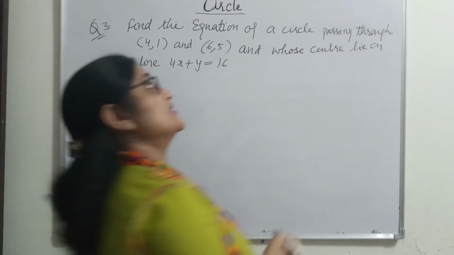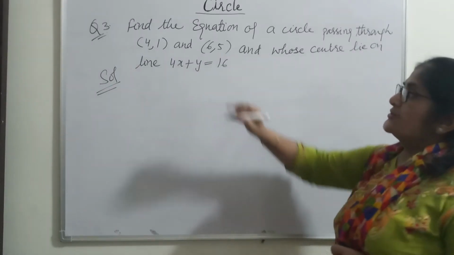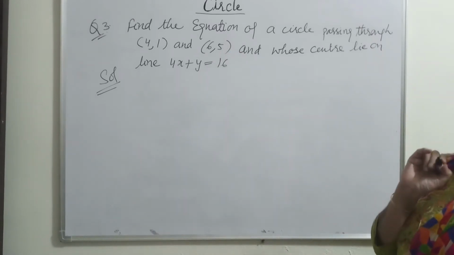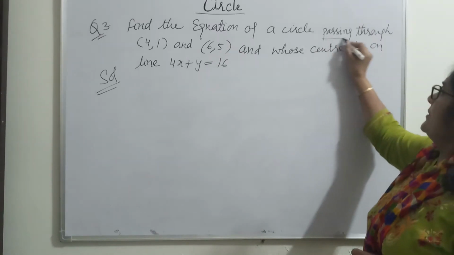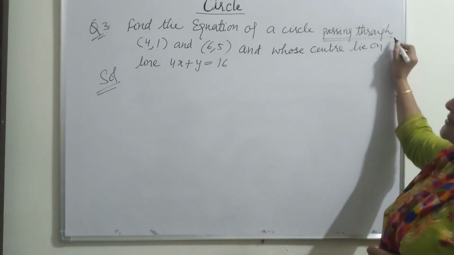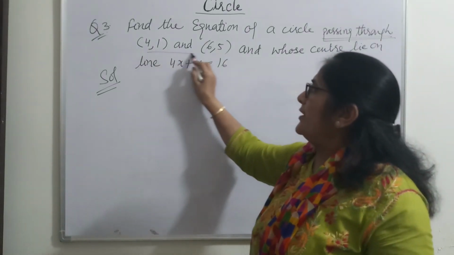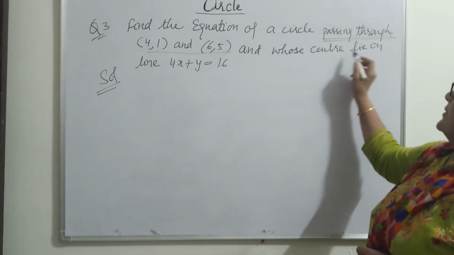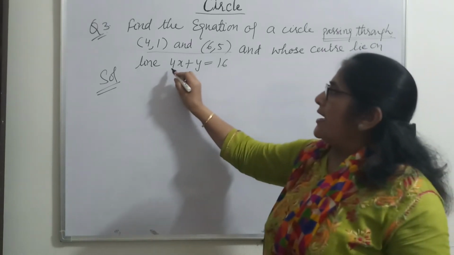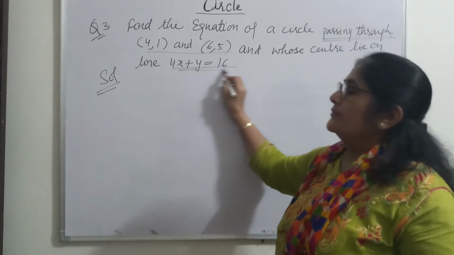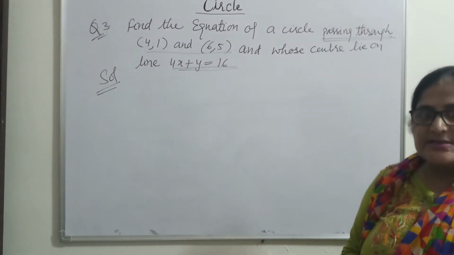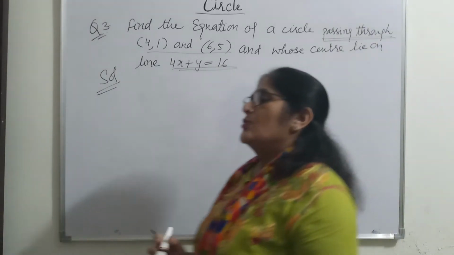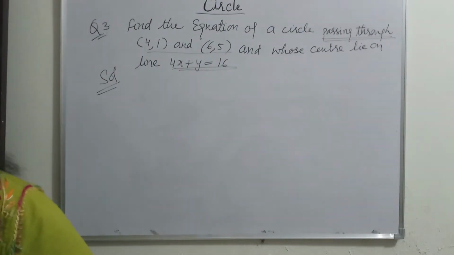Now, how can we solve it? First, see what is given in the question. The first condition: the circle is passing through the points (4, 1) and (6, 5). The second condition: the center lies on the line 4x + y = 16. So what will we do?